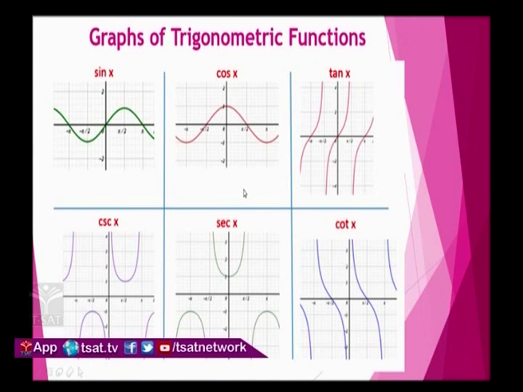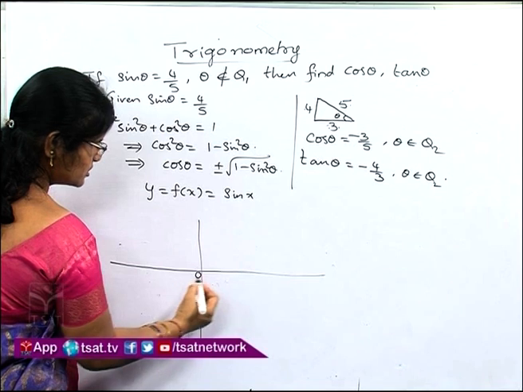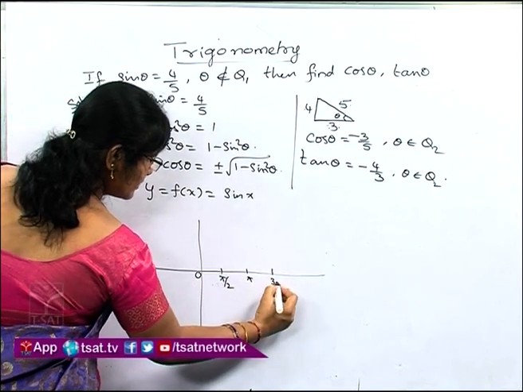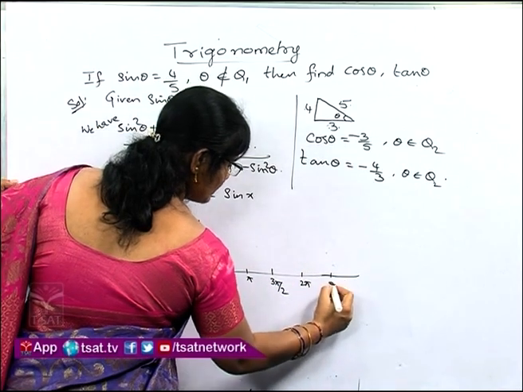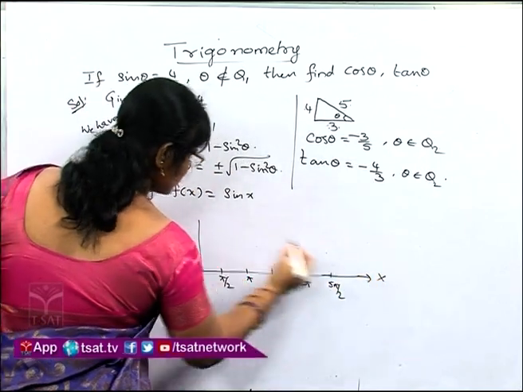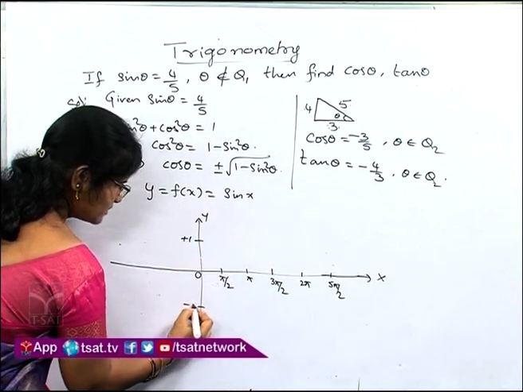Now, these are the graphs for sin x, cos x, tan x, cosec x, sec x and cot x. But I will show you on the board, children, you will understand better. This is 0, pi by 2, pi, 3 pi by 2, 2 pi, 5 pi by 2, and so on we can take. And you know this is the x axis, this is the y axis. Here I am taking +1, here I am taking -1.